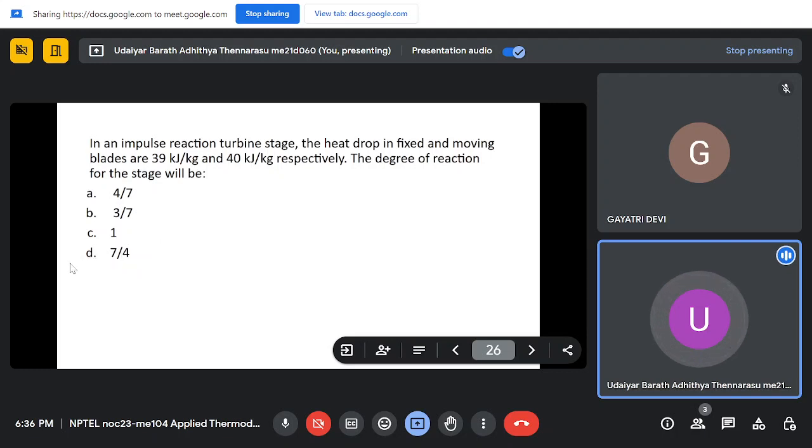You can straight away neglect 7/4 because degree of reaction cannot be greater than 1. Degree of reaction is defined as the drop in moving blade divided by fixed blade plus moving blade. So in this case, moving blade is 40, so 40 by 40 plus 30 will get 4/7. So the answer is option A.